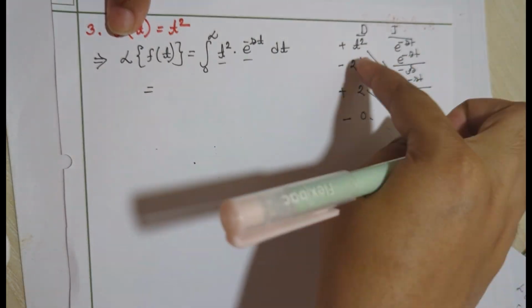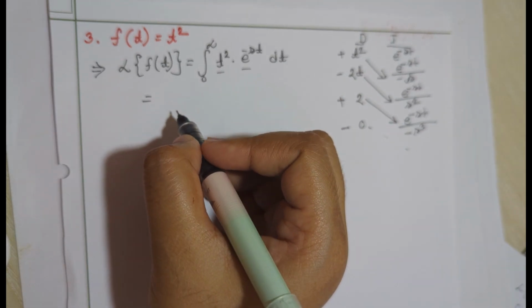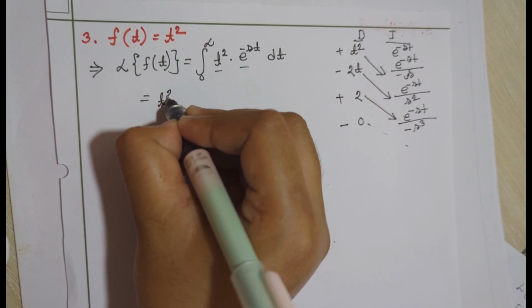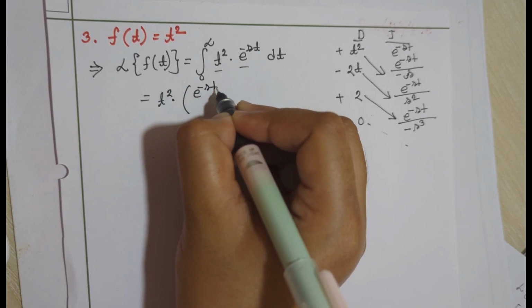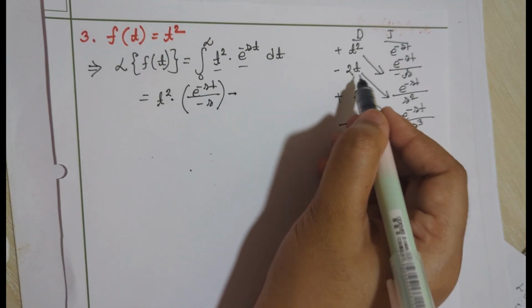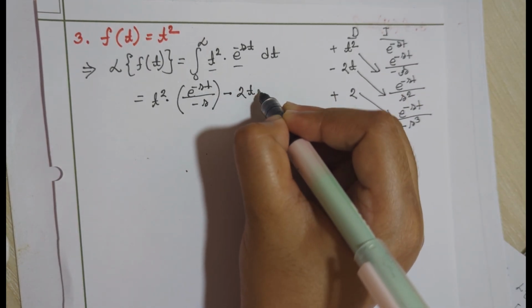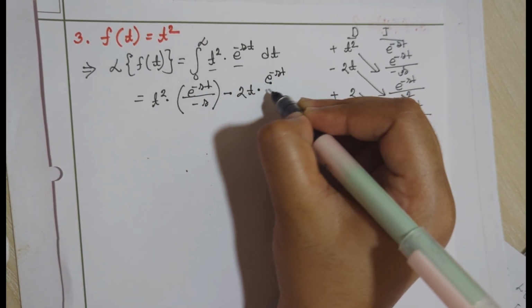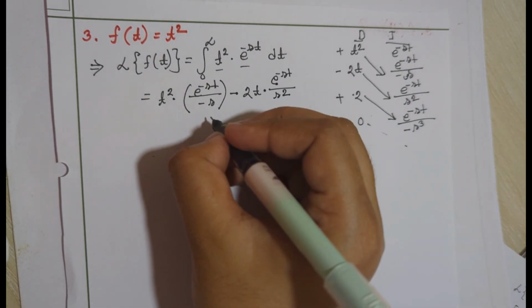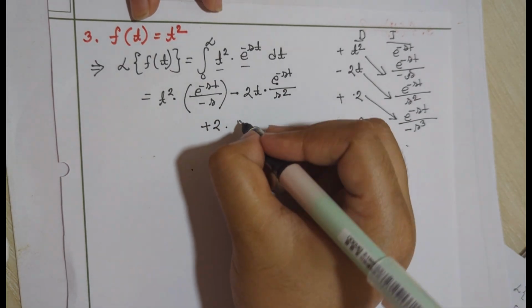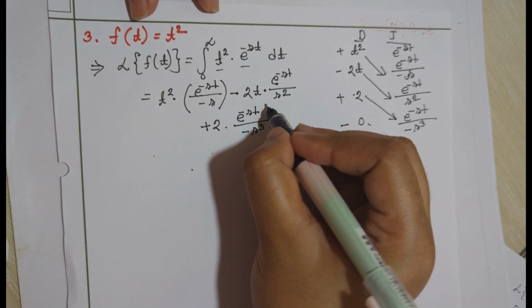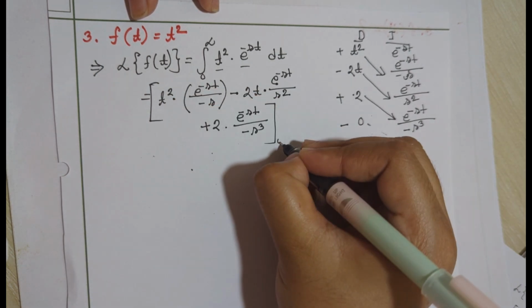Now we will write down these 3 terms, which is t square into this term, t square into e to the power minus st divided by minus s, then minus 2t into this term, 2t into e to the power minus st divided by s square, and our third term will be plus 2 into e to the power minus st divided by minus s cube, and we'll give the whole limit as 0 to infinity.